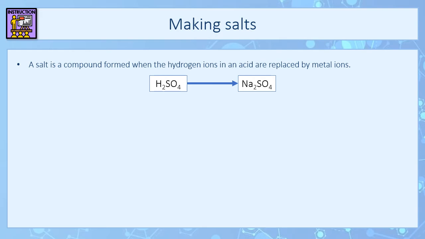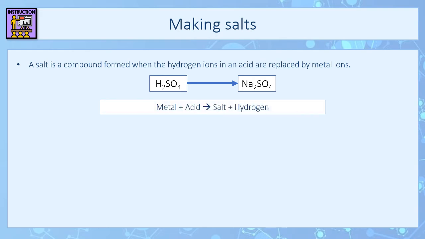There are 3 ways that we can make a salt. The first way is adding just a metal to an acid, and those metal ions will replace the hydrogen ions in the acid to make our salt. We'll also form hydrogen as the second product.